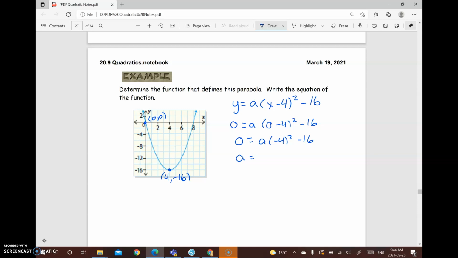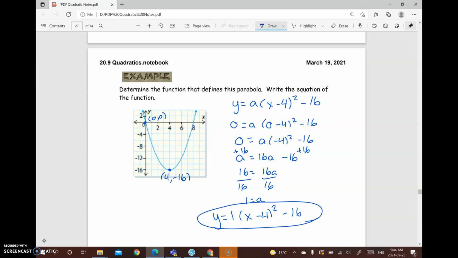All right, so negative 4 squared is 16. I'm going to put that number in front of my variable. And I get that my a value is 1. So I'm going to rewrite my equation out. I know what a is, I know what my p value is, and I know what the q value is. There's my equation.